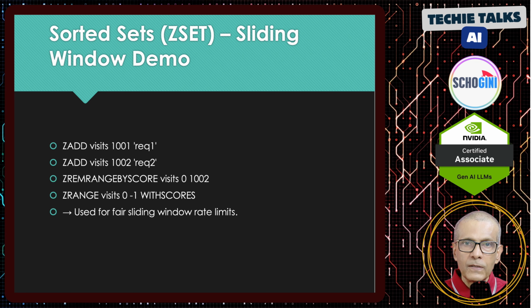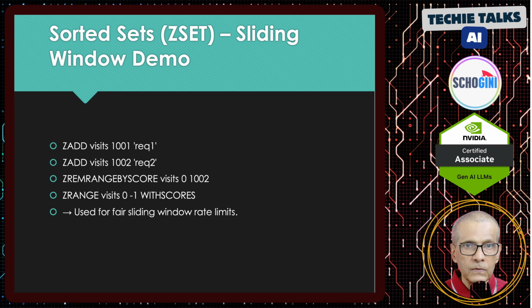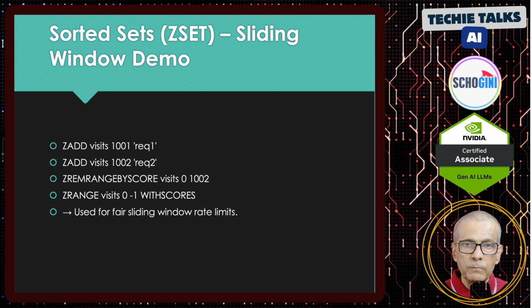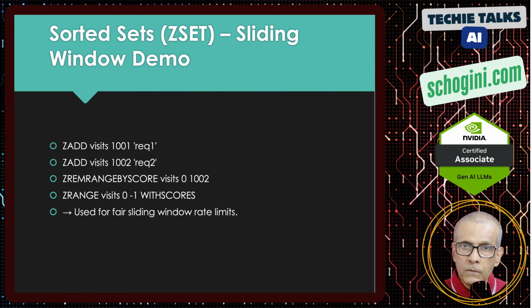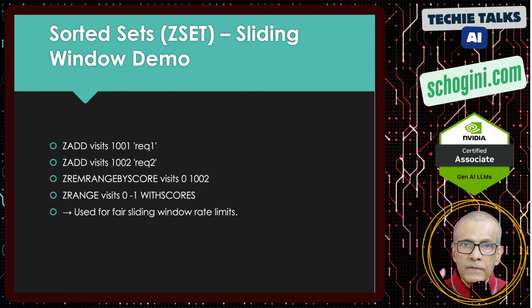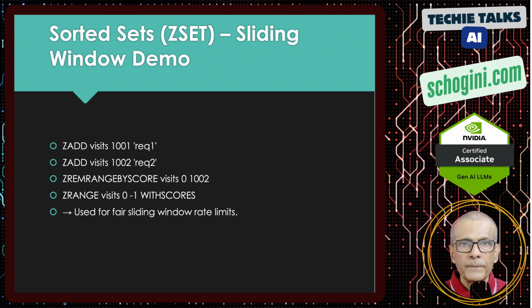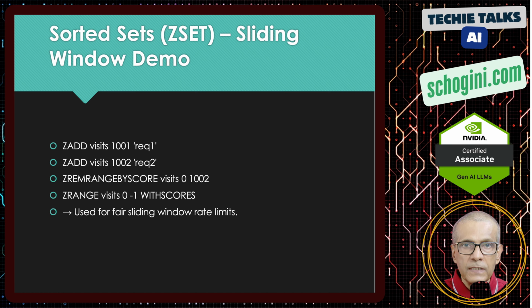Another very important, very interesting thing, sorted sets. This is slightly confusing, so stay with me. Sorted sets add a score to each member. That is, each key will have a number also. It will always order the set with that number. So what is the use of that number? When you want to rate limit based on sliding window, which we will see in subsequent videos, this is critical.